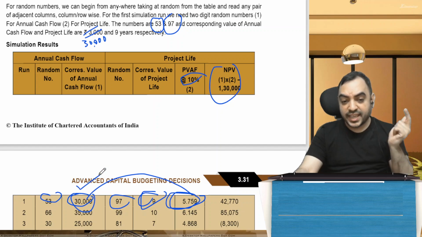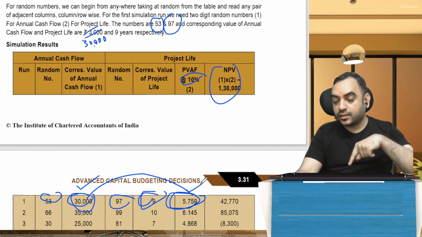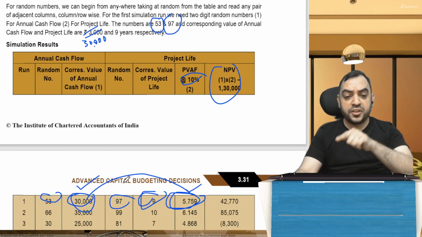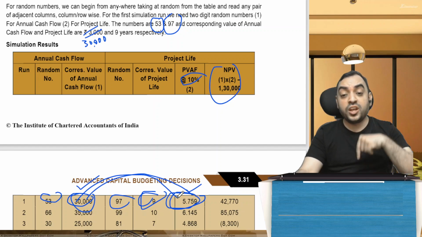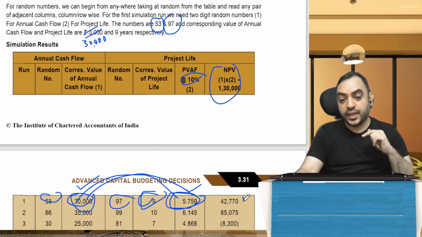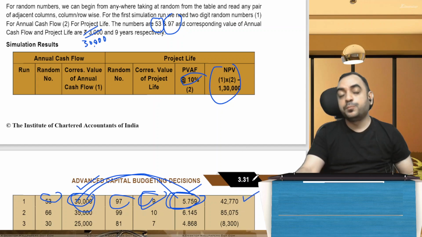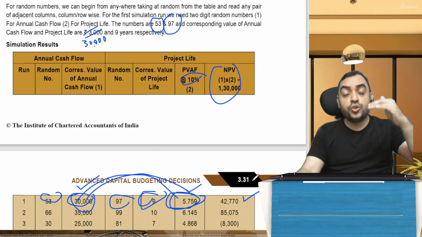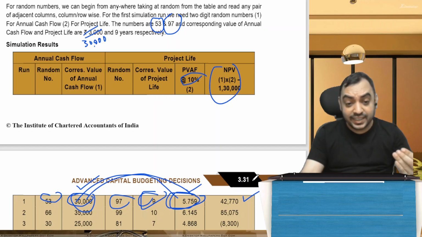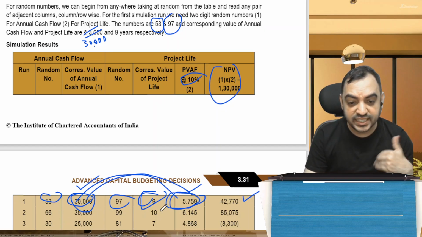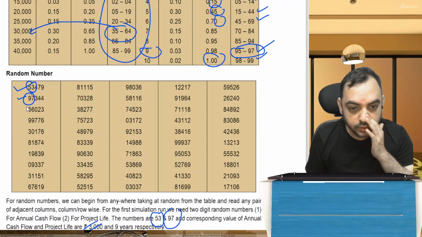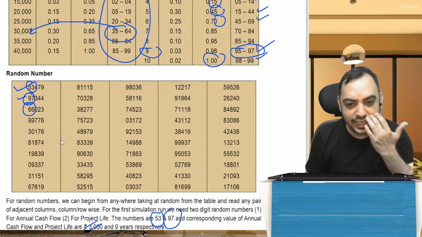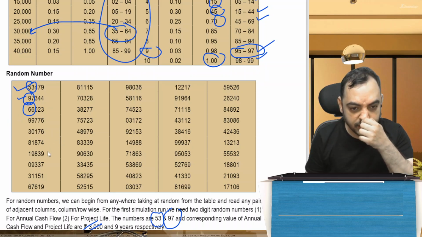Cash flow into annuity factor, 30,000 into 5.759, will give you the present value of inflows. Minus the investment of 1,30,000, you get the NPV. Like this you have to do a total of 10 runs. For the second run, they have taken random numbers 66 and some 10. Any random number you would have taken from this table, any 2 digit.